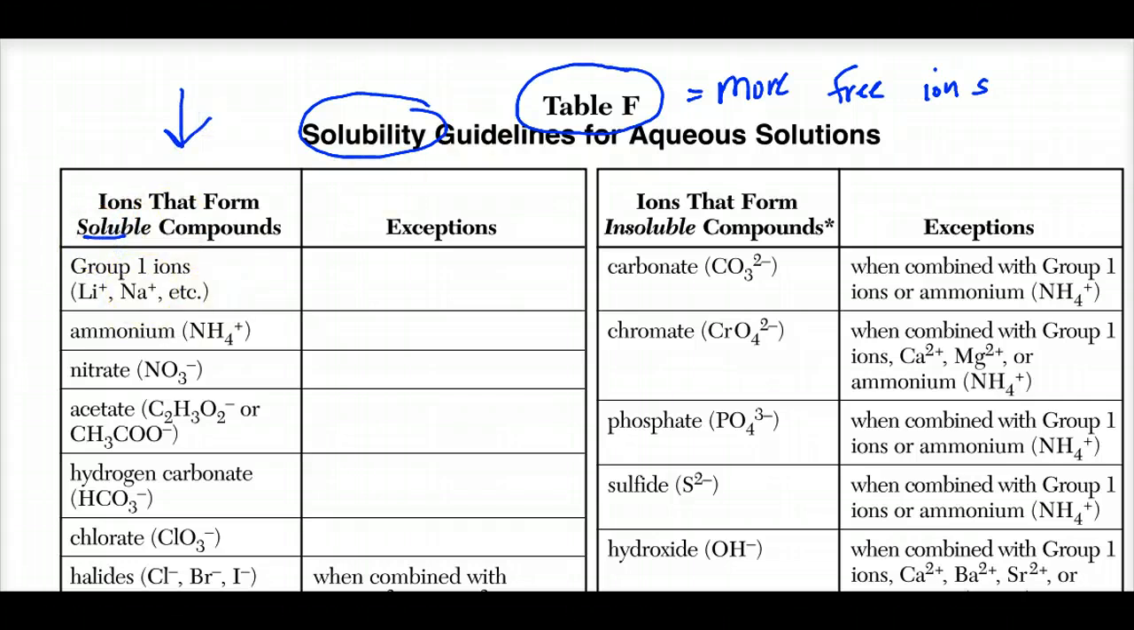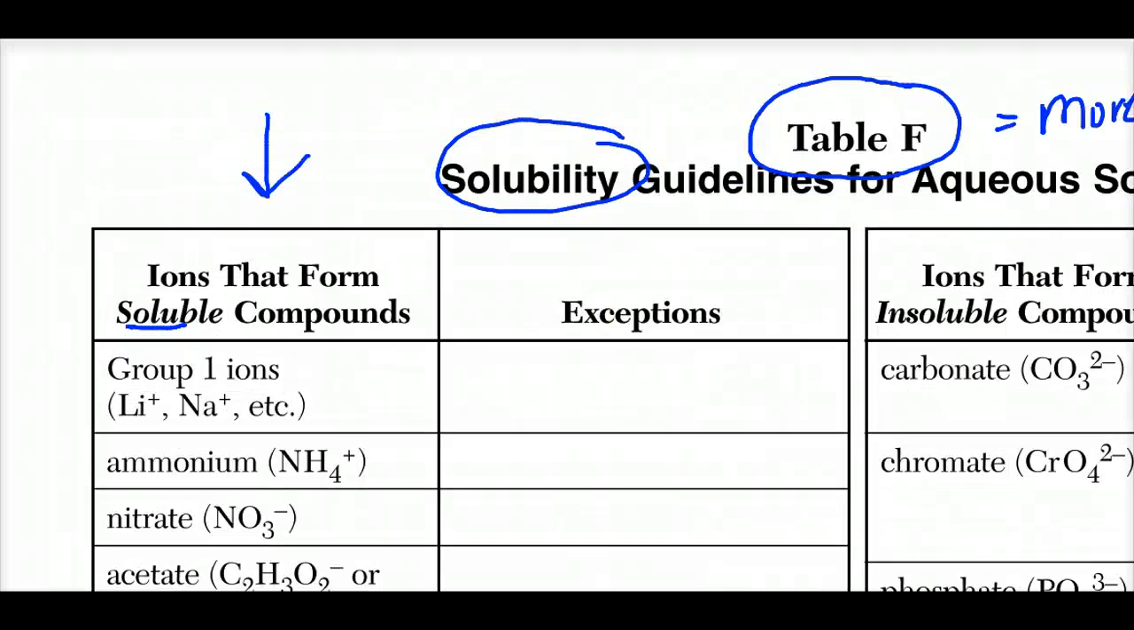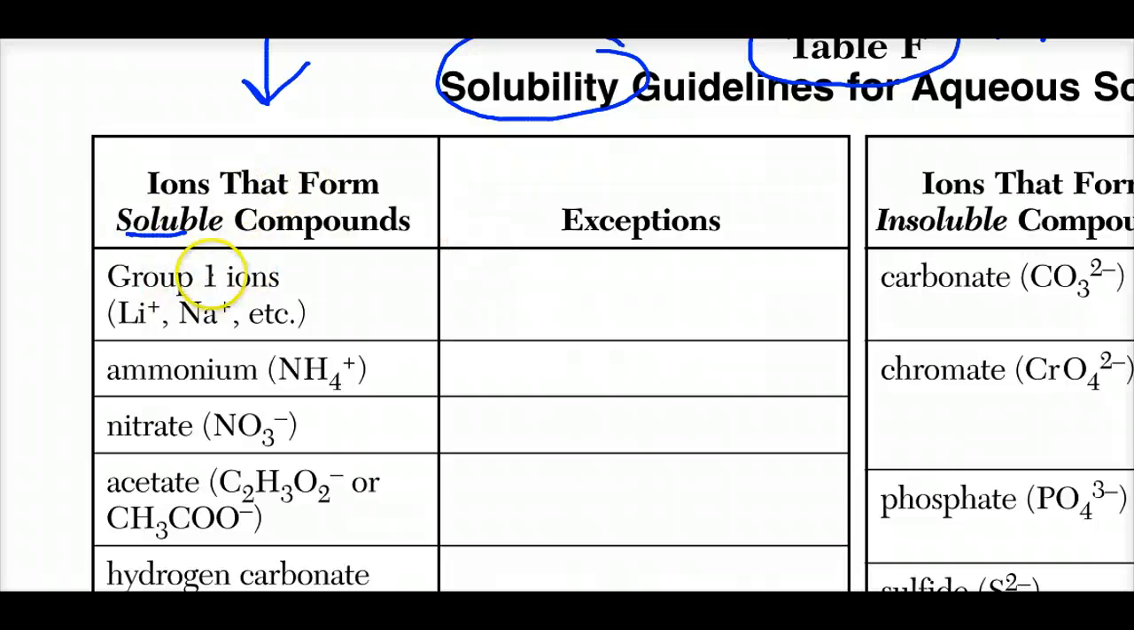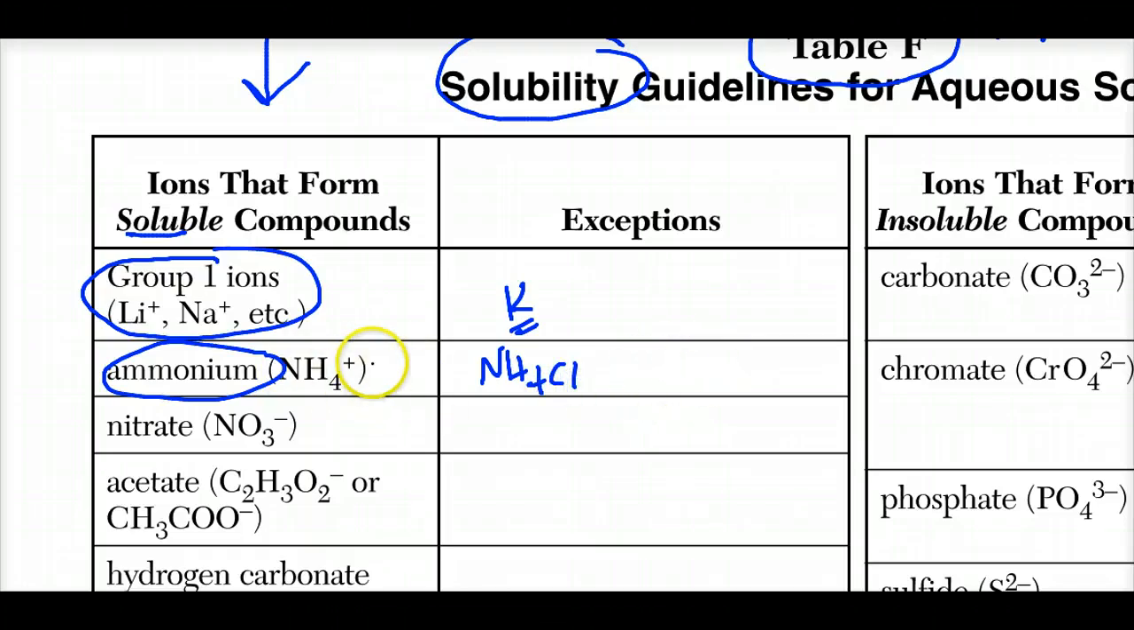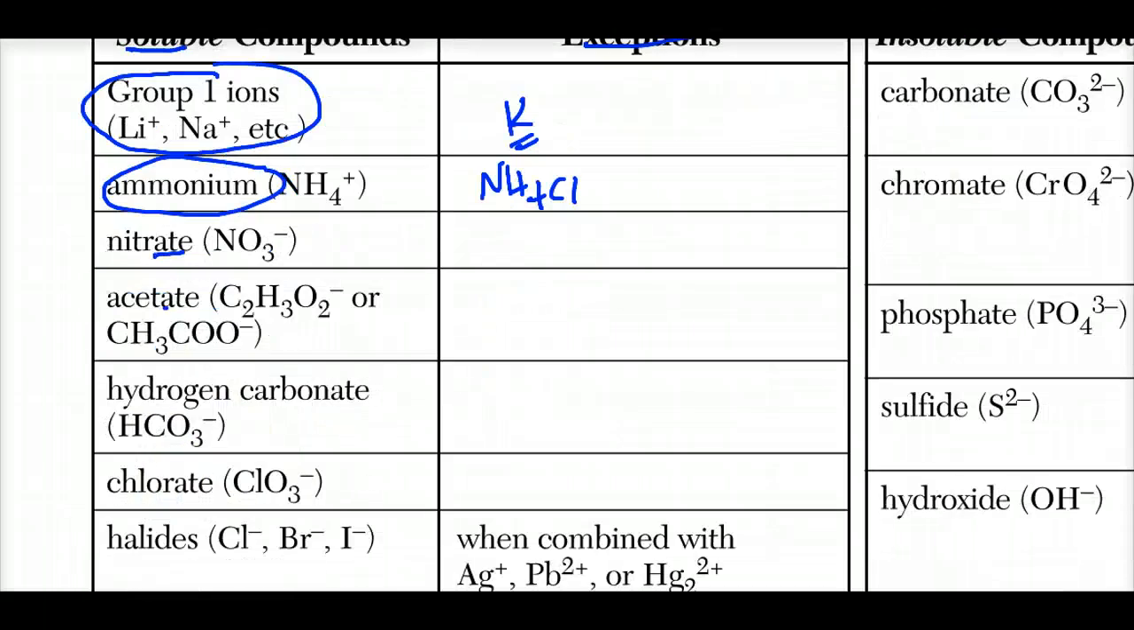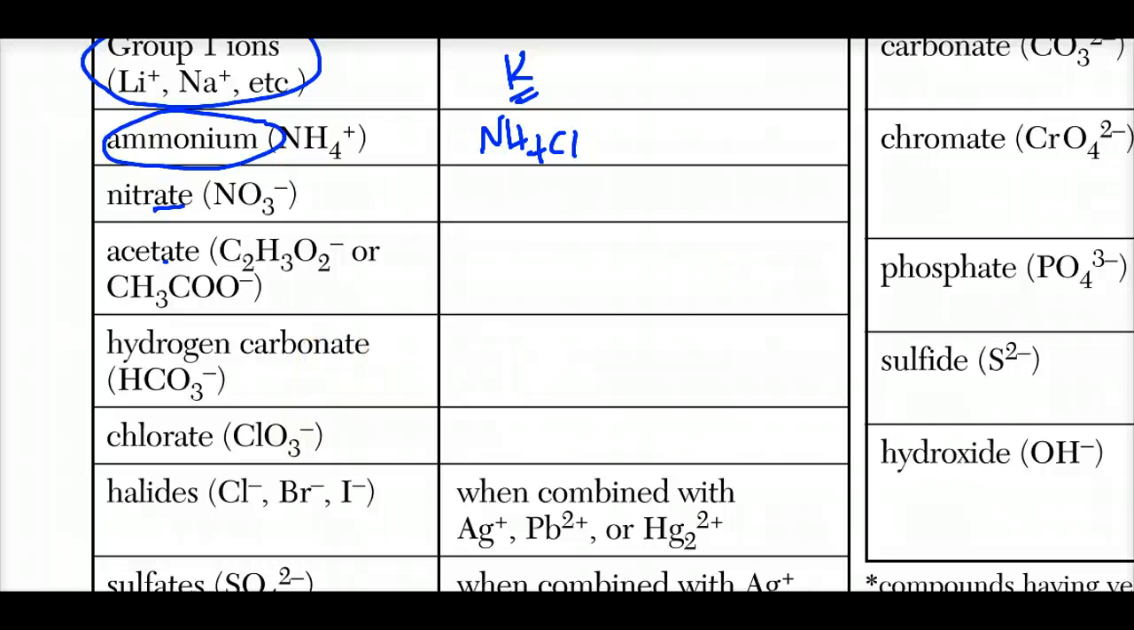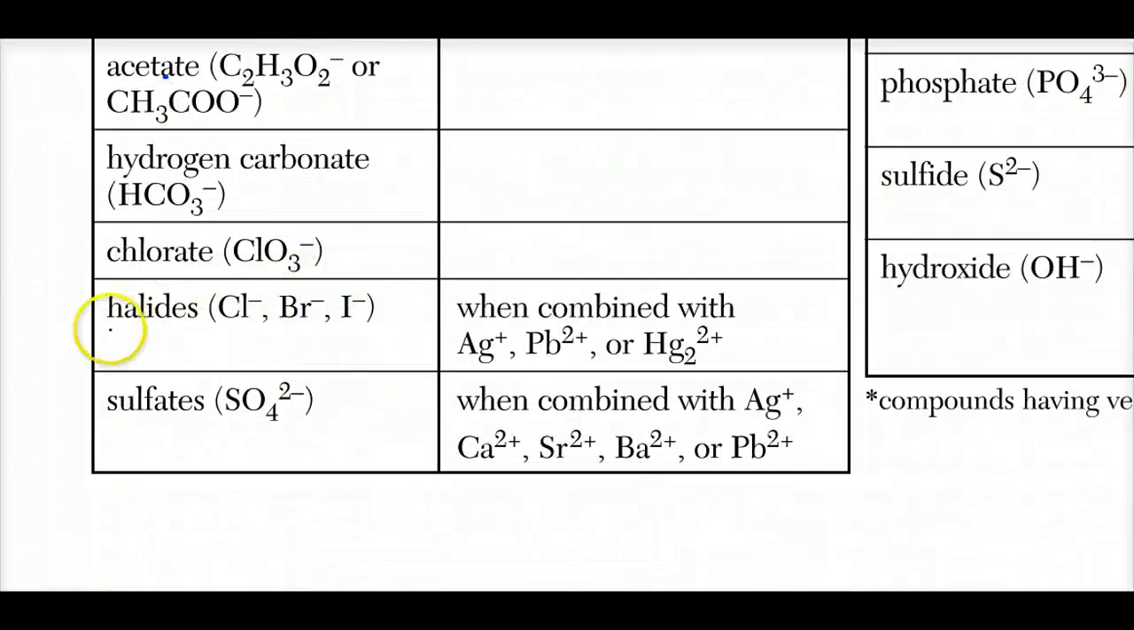For instance, let's zoom in here. Let's get up close and personal with this. Okay, and if you're in this column, you are ions that can form soluble compounds. And if you have group 1 ions, you're always soluble. There are no exceptions. So if you have anything with a potassium in front, you are soluble and make free ions. If you have ammonium ions, if you have ammonium chloride, ammonium fluoride, doesn't matter. If you've got ammonium, you're always soluble, no exceptions. Nitrates, acetates, hydrogen carbonates, all the same. Chlorates, all the same.